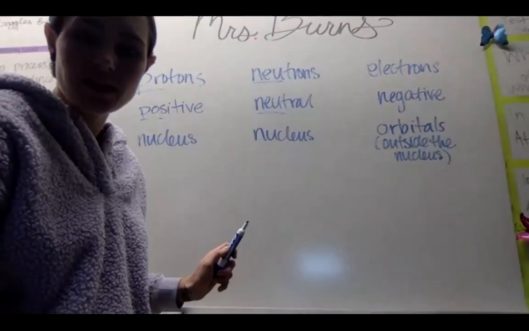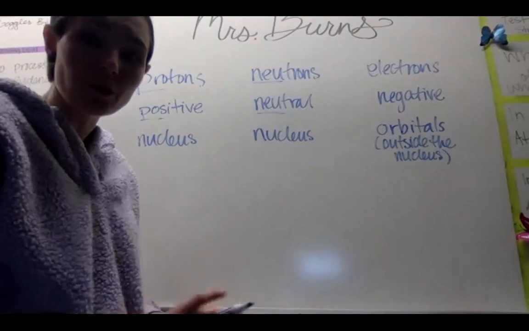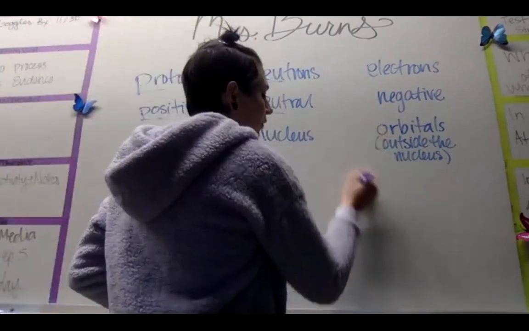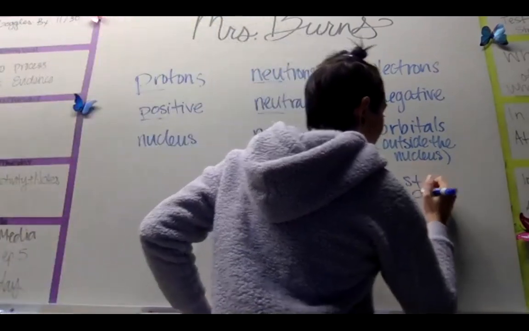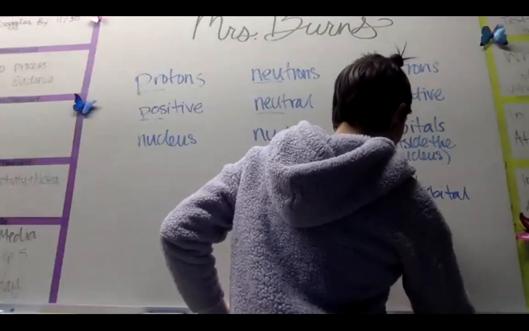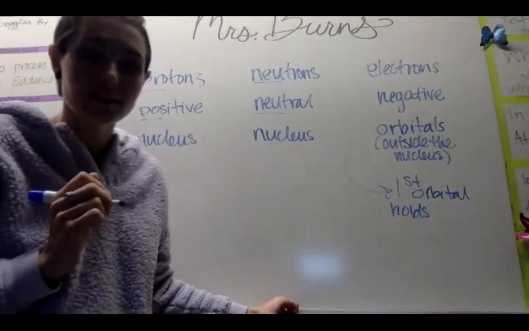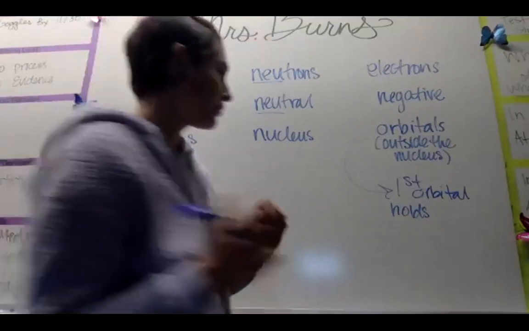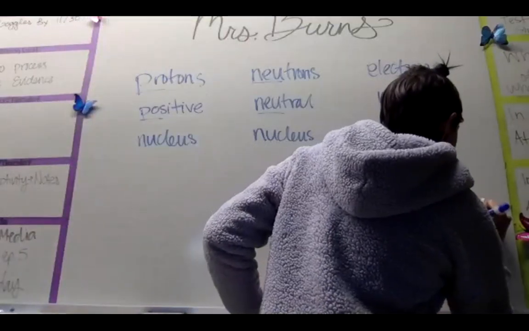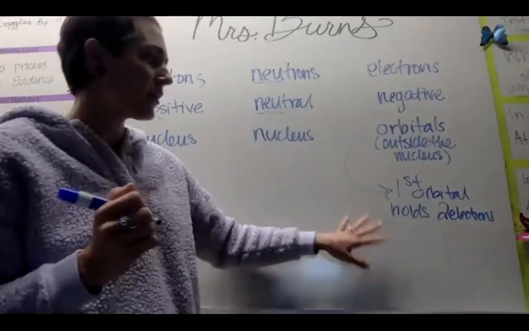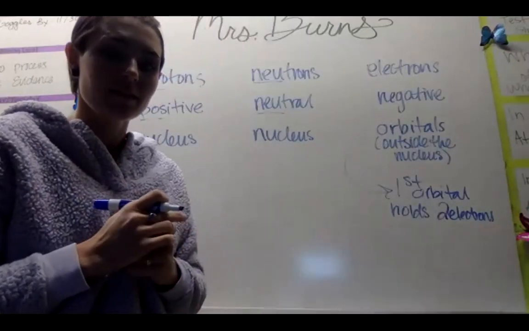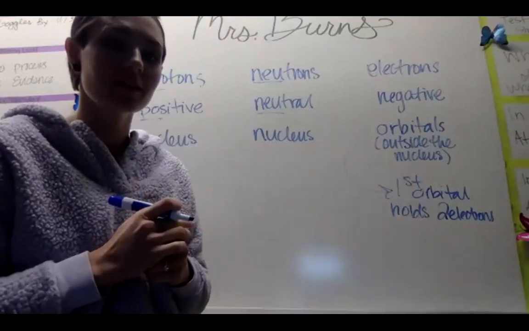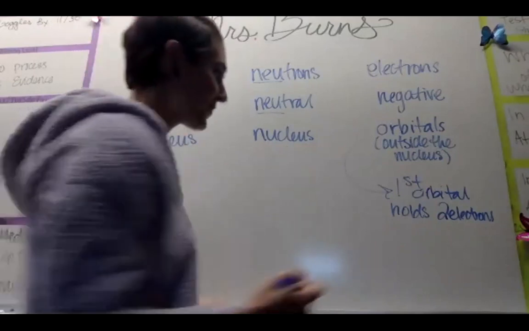Now for the third one on the study guide, it says, how are electrons arranged in orbitals, and how does the first orbital differ from the others? So electrons are in orbitals. The first orbital holds how many electrons? 2. Yeah, 2 electrons are in the first orbital. And how many can fit in one orbital after the first one is filled? Is it 4? 8, yeah.